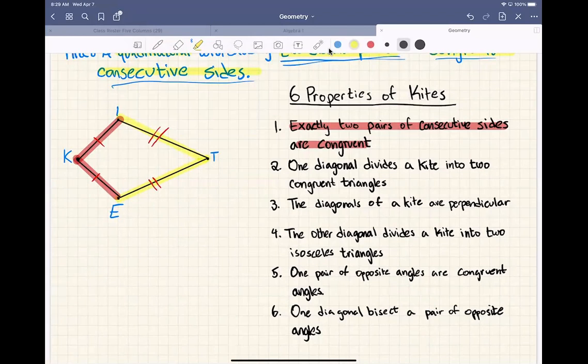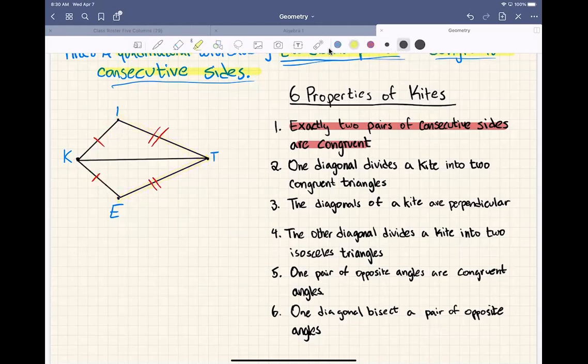All right, then it says one diagonal divides a kite into two congruent triangles. When talking about the diagonals, we're talking about this, right? And it's usually the long diagonal that's going to give us the two congruent triangles. How do we know they're congruent triangles? Well, first let me erase this.